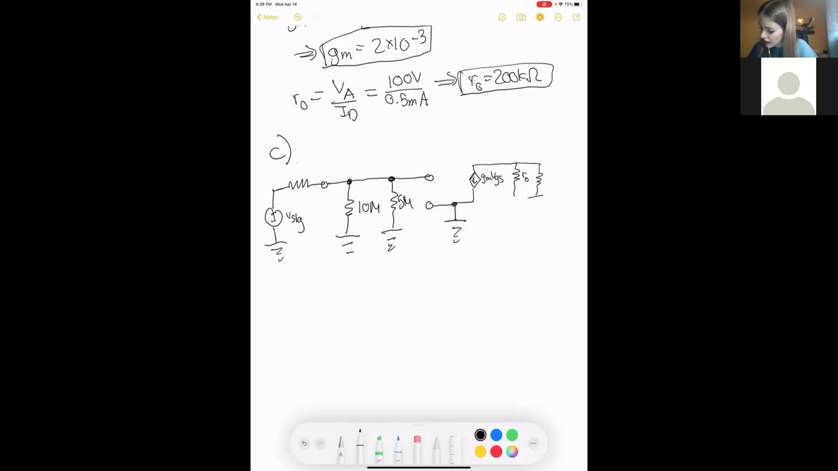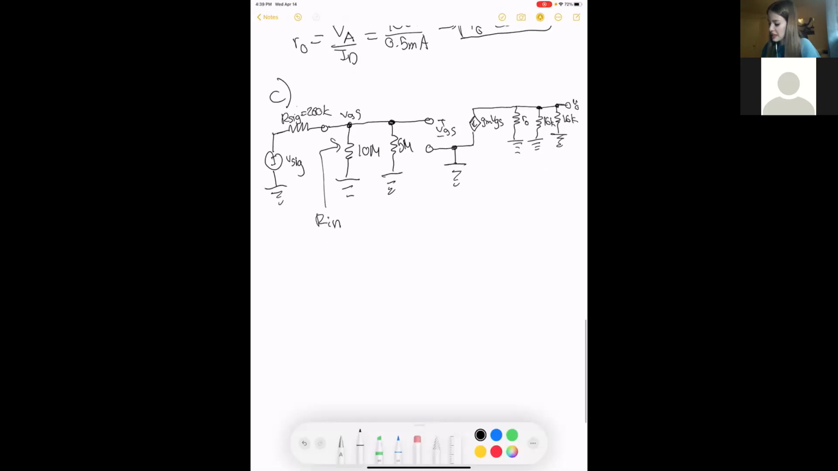Then we have our two 16K resistors. And then here we have our Vo. So this is 16K, 16K. This is also grounded. Am I missing something? Right. Rsig is 200K. All right. And this is our plus minus VGS. VGS. And this is our ro. Okay. So does that make sense?